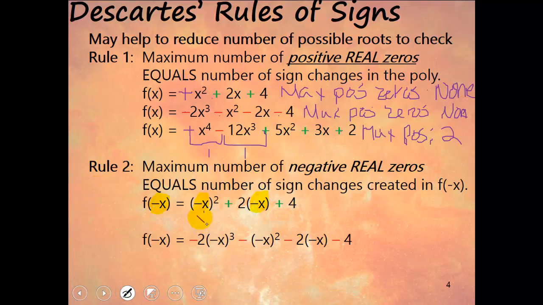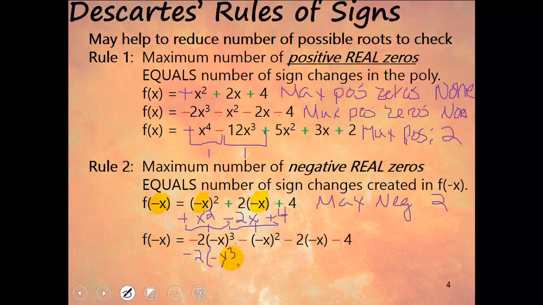So this is the same as x squared, 2 times negative x is negative 2x, and then plus 4. And now I'm going to count the number of sign changes. This is a plus, so that's 1 and 2. So this max negative is 2. Now, there could be 2 of them, or there could be 0 of them, but the maximum is 2.